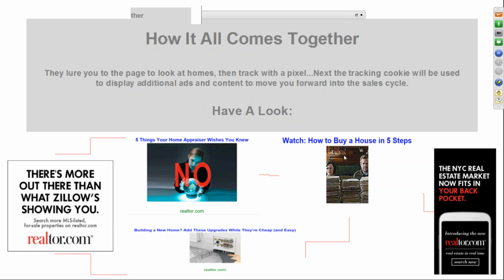Now over here, watch: how to buy a house in 5 steps. This leads me to a video style advertorial when I click on this ad. And then over here, now they're advertising their app, that I should download their app so that I can keep up to date and not miss out on my potential dream home. That's a retargeting funnel sitting right here in front of you guys. See how it's done.